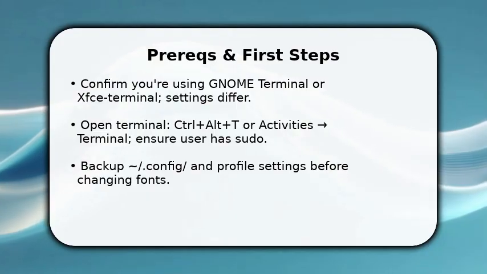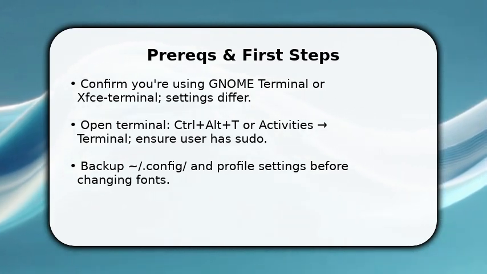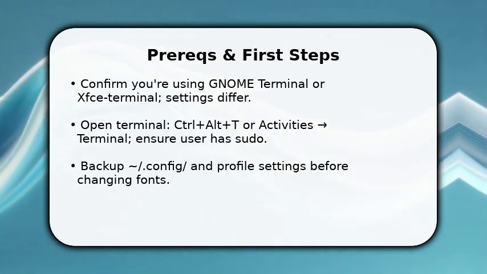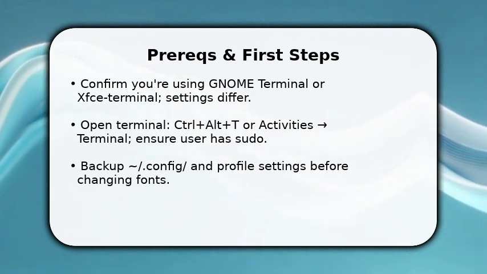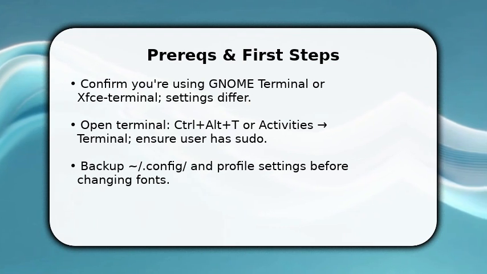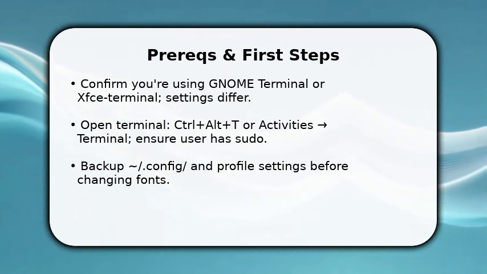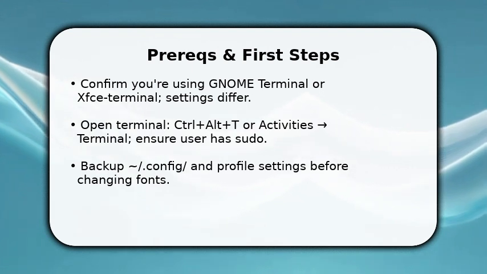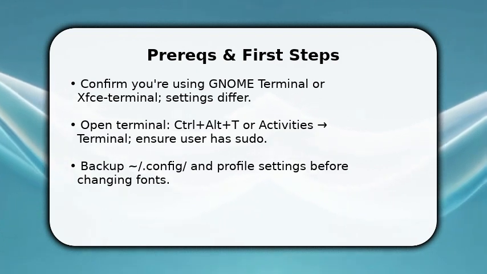You start by confirming which terminal app you run, because GNOME Terminal and XFCE Terminal use different settings. Once done, open a terminal window with Ctrl+Alt+T or the Activities menu, and make sure you have sudo if you plan to edit system profiles. You should back up ~/.config/ or export your profile now so you can restore defaults. Doing these quick checks avoids surprises later and keeps you ready to change font files or GUI preferences without losing your configuration. You now change the font inside the Terminal app.